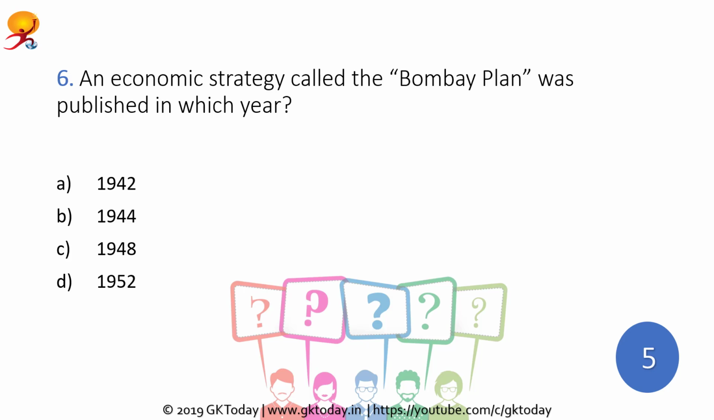An economic strategy called the Bombay Plan was published in which year? Time starts now. And the correct answer is 1944.